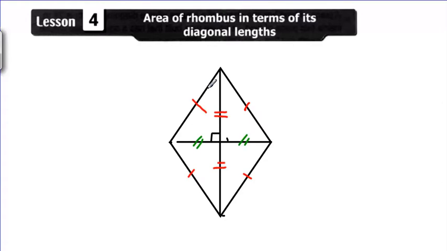And each two opposite sides are parallel. This is the rhombus. The rhombus is a quadrilateral shape. A quadrilateral has four sides, and the four sides are equal. It has two diagonals, and the two diagonals bisect each other, are not equal, and are perpendicular, okay?